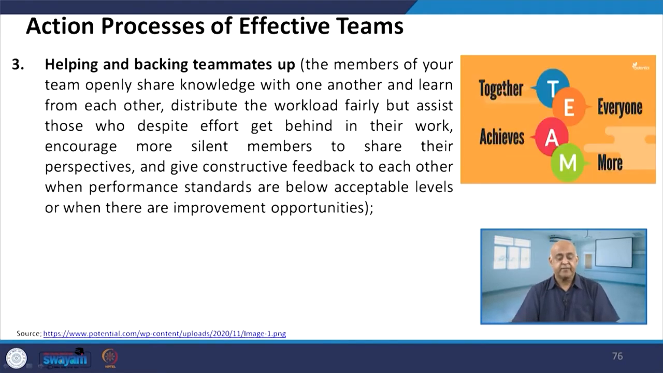Helping and backing up teammates: the members of your team openly share knowledge with one another and learn from each other. Distribute the workload fairly, but assist those who, despite effort, get behind in their work.